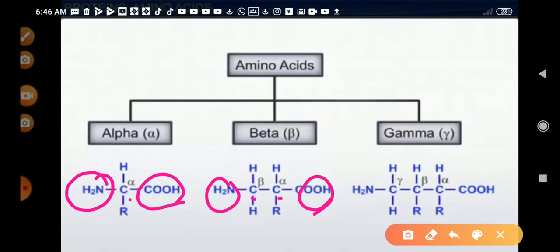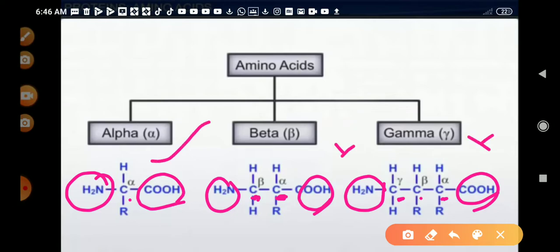This is the alpha carbon because the COOH group is attached on this carbon, and adjacent to alpha is beta, and adjacent of beta is gamma. If NH2 is on the gamma carbon, then it is called a gamma amino acid. But proteins are the polymers of alpha amino acids, so we need to discuss alpha. The others we are not going to discuss now. So let us discuss more about alpha amino acid.